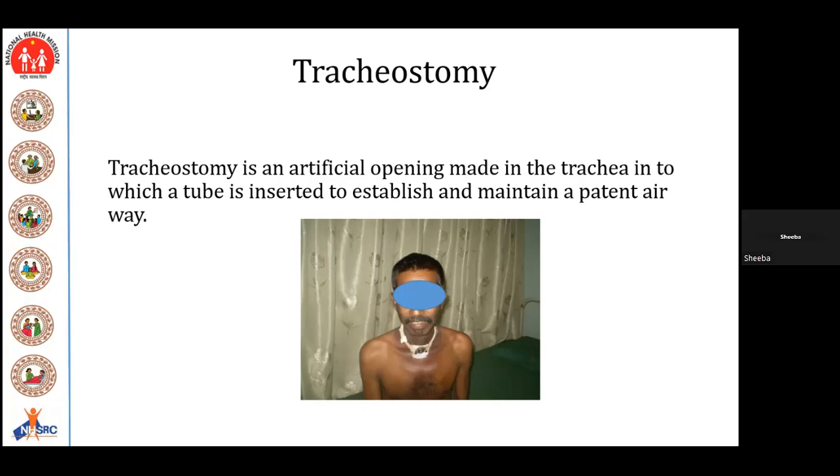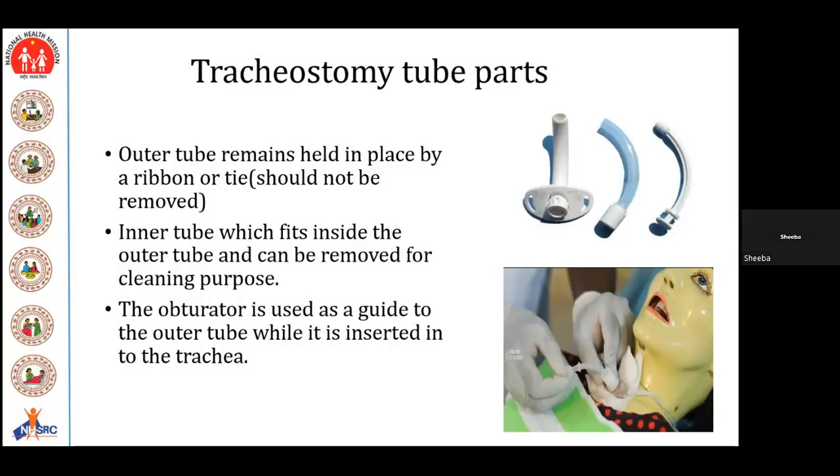So our aim is to establish a patent airway. There are 3 parts: outer tube, inner tube, and obturator. There are 2 different types of tracheostomy tubes: plastic tubes and metal tubes. The outer tube you have to hold in place, and you can fix the outer tube with the help of a tie. So that outer tube you have to hold in place at all times.